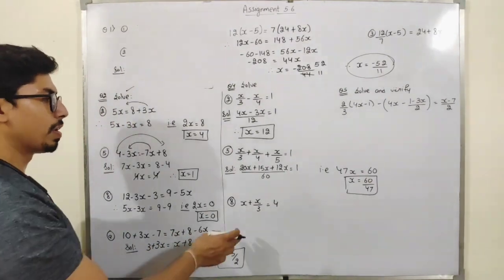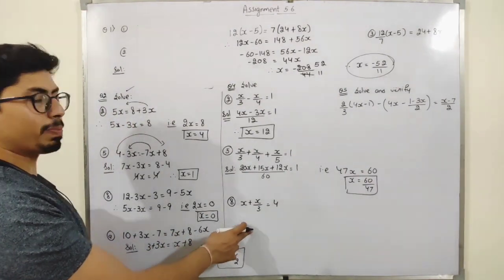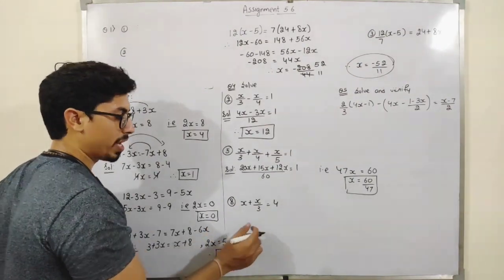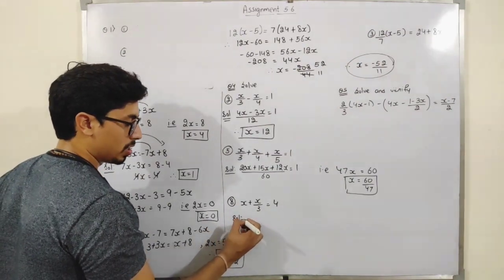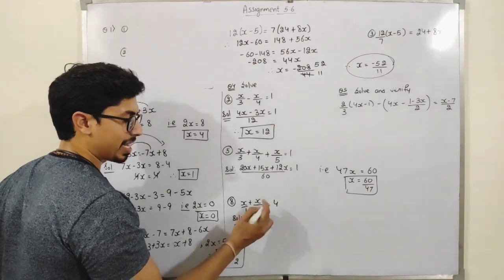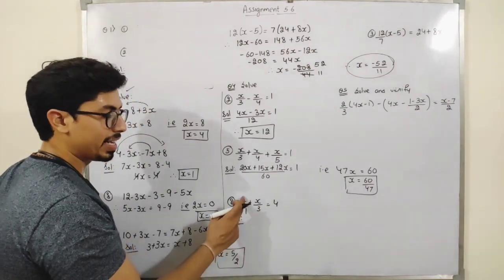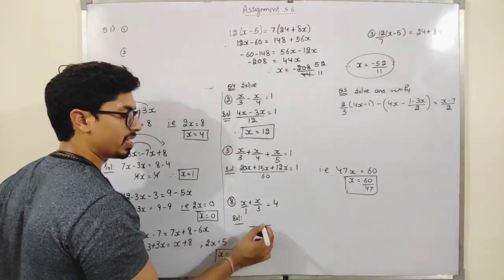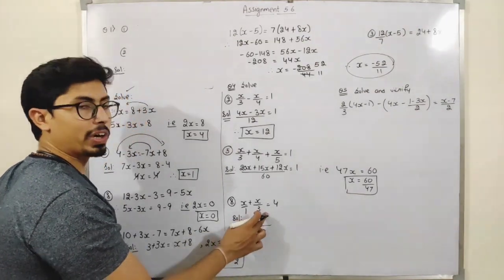Okay. Now moving forward to the 8th part, students. x plus x by 3 is equal to 4. Okay. Just see, I can write this x as x by 1. Now take the LCM, students. The LCM of 1 and 3 will be 3.